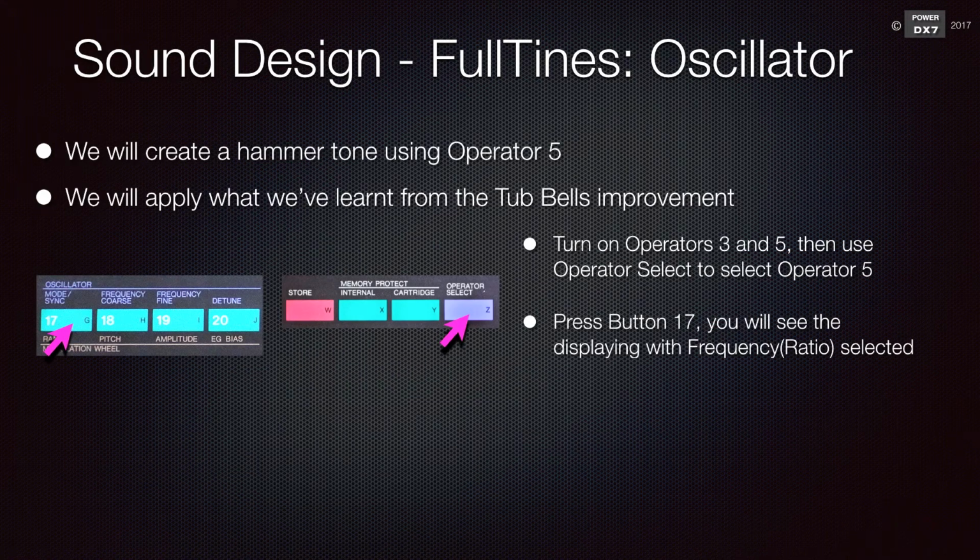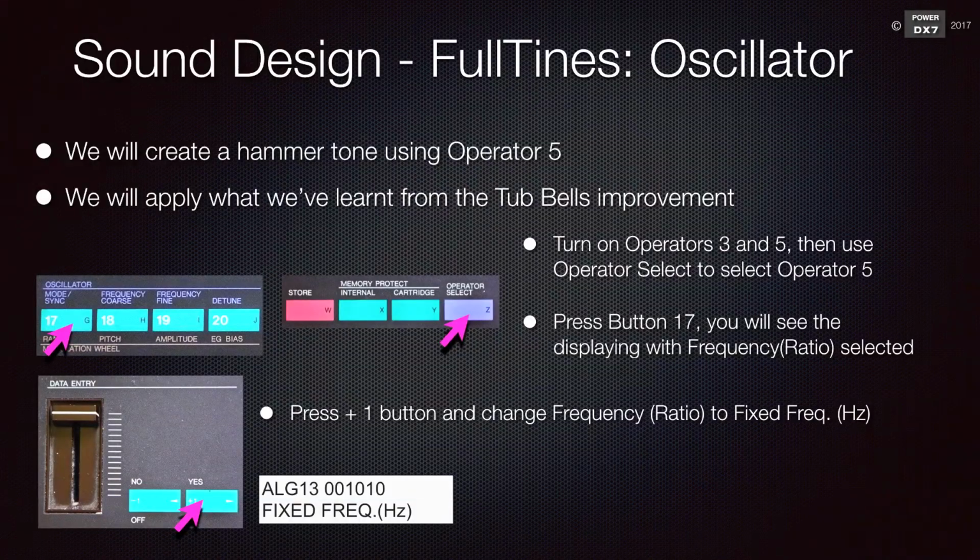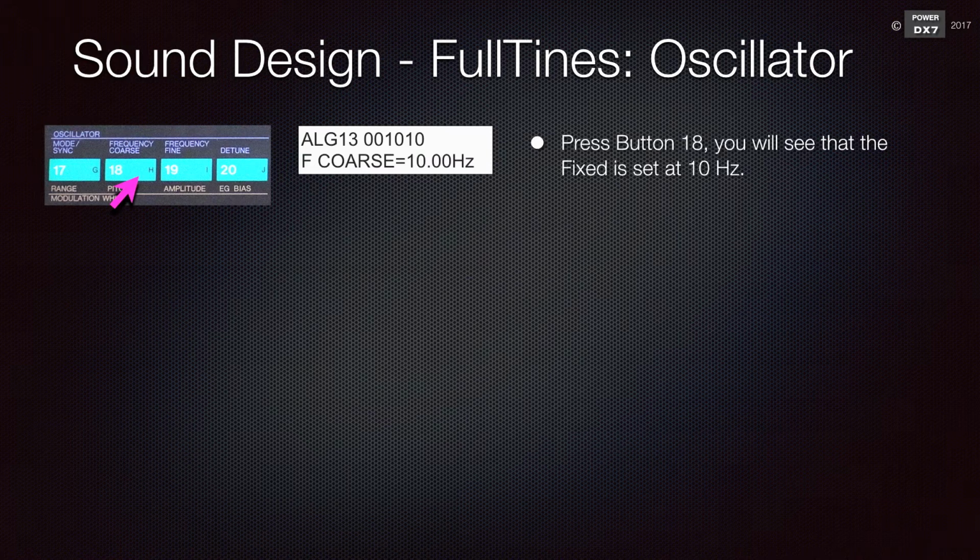Now, we will look into oscillator. Press button 19 and use operator select button to select operator 5. You can turn off operator 6, but make sure to keep operator 3 on. Press button 17 and you will see operator 5 using frequency ratio. We will change it to fixed frequency by pressing the +1 button. Press button 18 and you will see that the fixed frequency is set at 10 Hz.